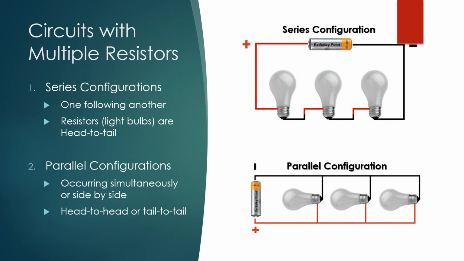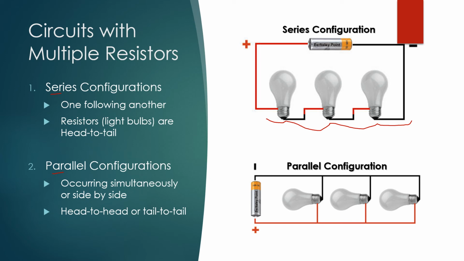So let's look at circuits with multiple resistors. There are two different types of resistor configurations we're going to look at in this course. One is called series and the other is called parallel. For a series configuration, we have one following another, so they're just right in a row. The current flows through one resistor, being the light bulb, and then once it's through that resistor, it goes through the next, and then the next, and then continues on its path.